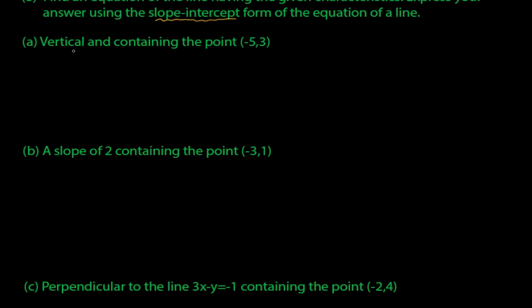So the very first information is we are told to find the equation of a line that is vertical. So this is the first information, and then it says it contains the point -5, 3. So this is the second information, that is, it passes through -5, 3. So now you have to recall this.